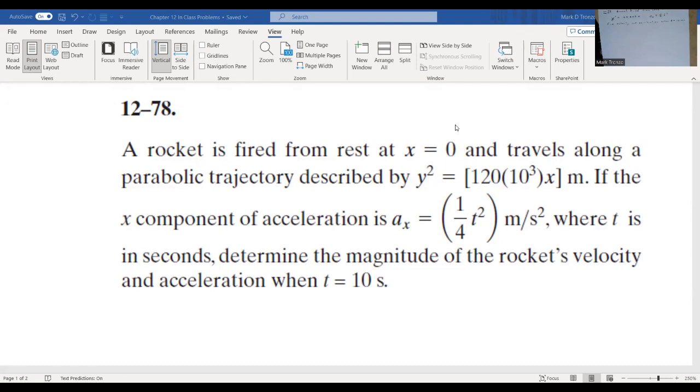Next, we're going to take a look at this problem here. A rocket is fired from rest at x equals 0 and travels along a parabolic trajectory described by y squared is equal to 120,000 x meters. If the x component acceleration is given by 1/4 t squared, meters per second squared, where t is in seconds, determine the magnitude of the rocket's velocity and acceleration when t is 10 seconds. So let's take a look at this.